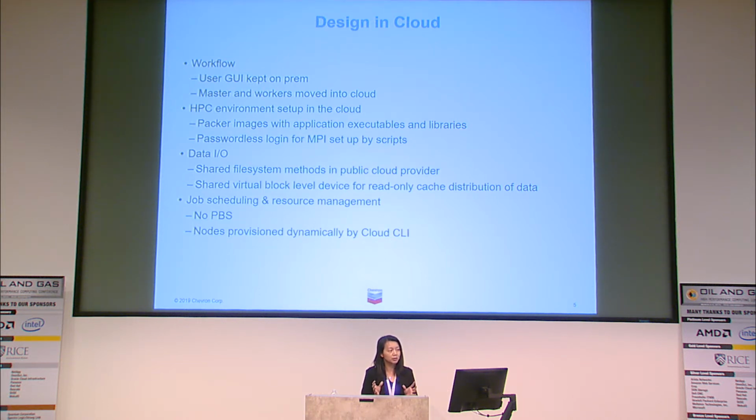And to set up the HPC environment in the cloud, we used Packer images, which contain the application executables and all the libraries the application needs. And then we use a bash script to set up the passwordless login for MPI. In that way, we set up an HPC environment that is very similar to what we have on-prem. These are just straightforward steps that you can use in any cloud and for any application. And the next two bullets are more application specific.